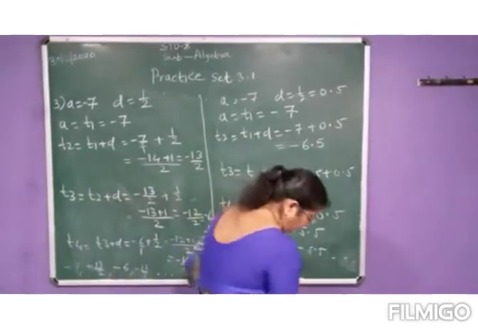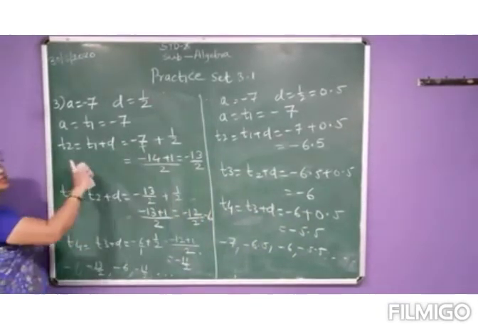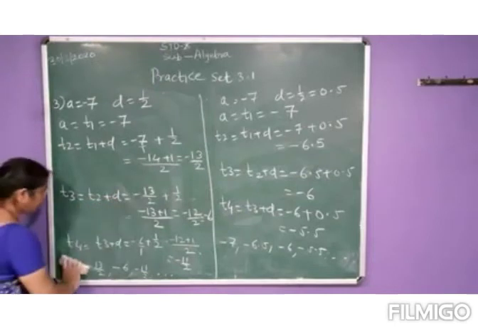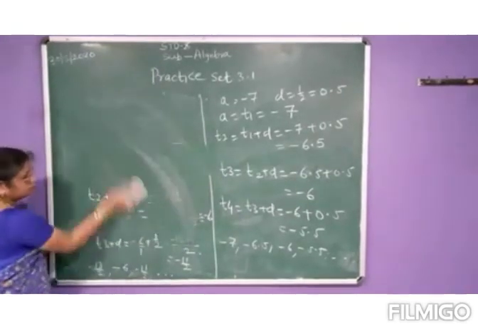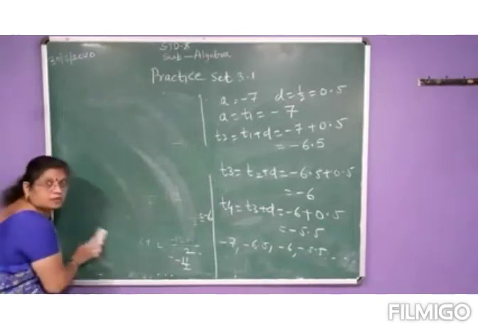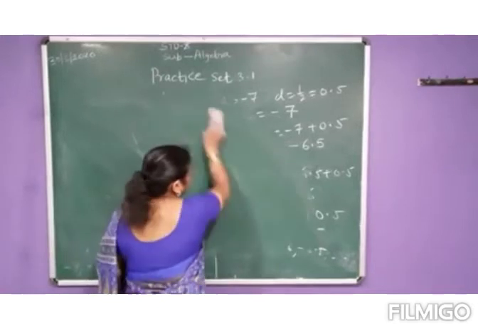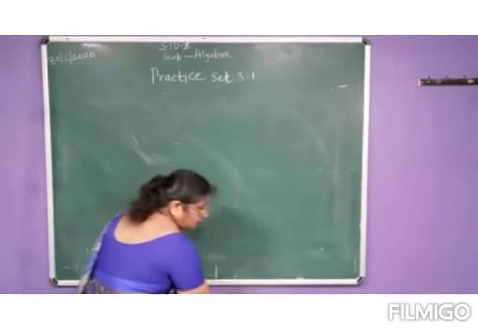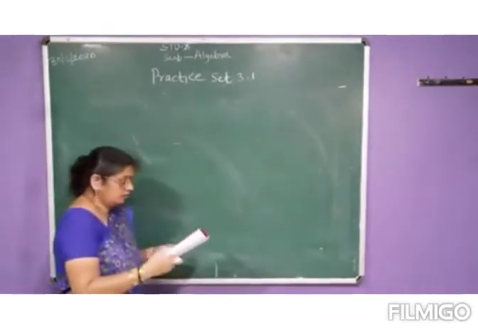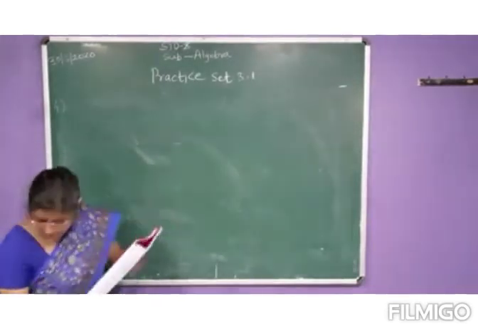Now we will go for the fourth one. This is a little bit different. The same sum you can solve by two ways. Now we will go for the fourth sum.